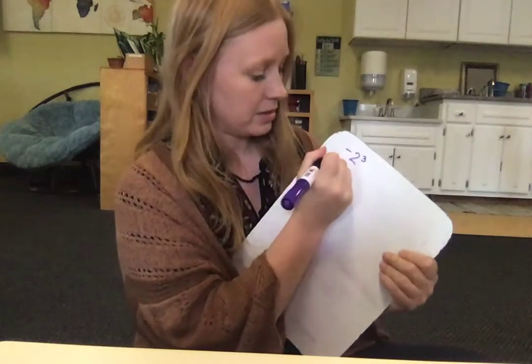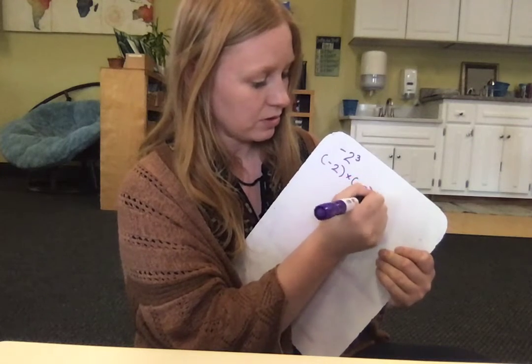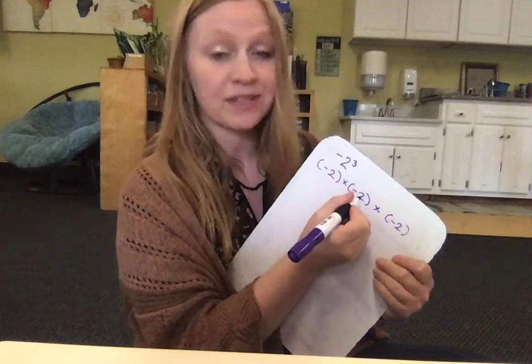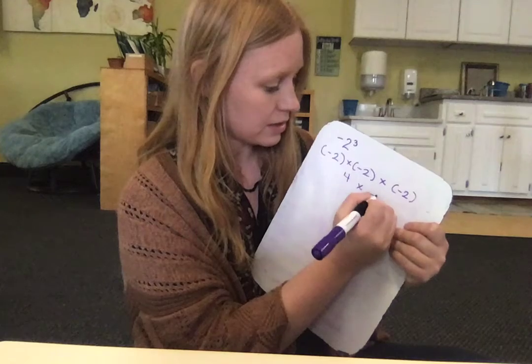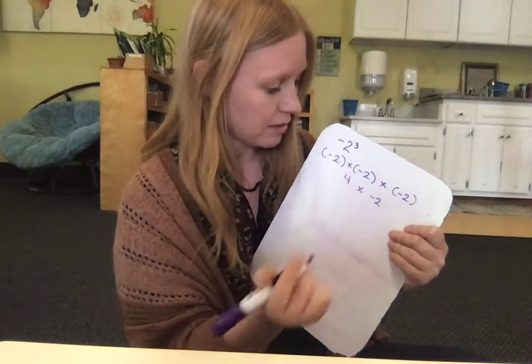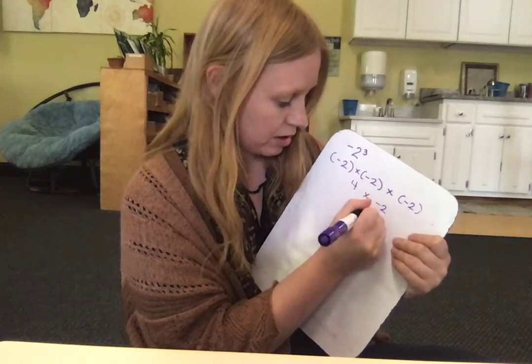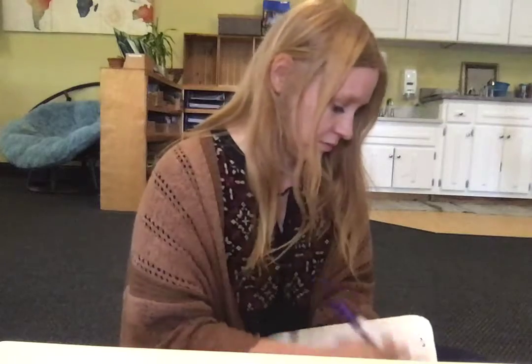Let's look at number 2 together. Negative 2 cubed means negative 2 times negative 2 times negative 2. Negative times negative is going to give us a positive. Positive 4 times negative 2. A positive times a negative gives us a negative. The answer is negative 8. Okay?